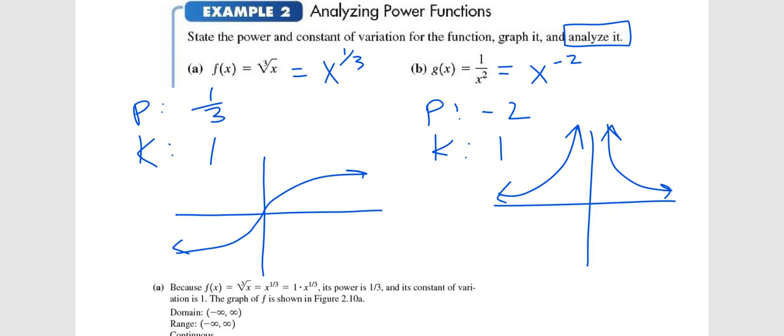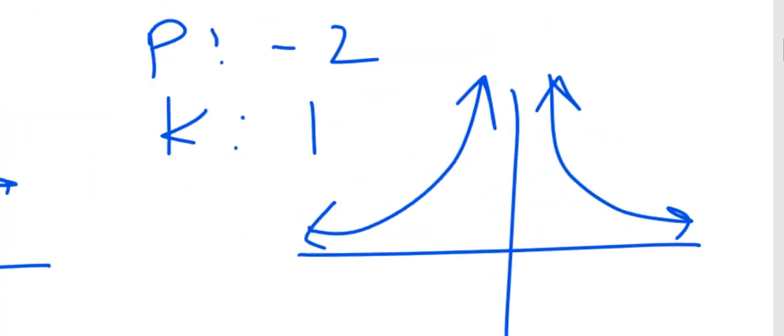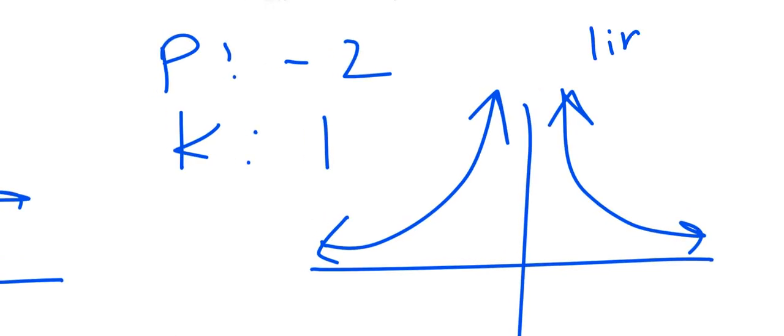Do you need to be able to look at these and tell me if they have points of discontinuity? Sure. Does the one on the left have a point of discontinuity? Nope. Does the one on the right? At x equals 0. It's a vertical asymptote. Does the one on the right have a horizontal asymptote? Sure, because we know that if we take the limit as x goes to infinity, what do we get? What is the limit as x goes to infinity of that function?